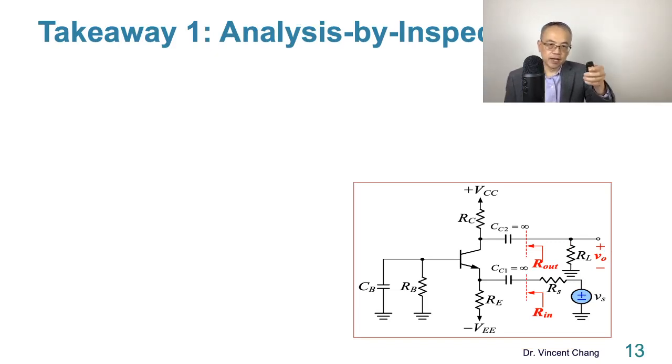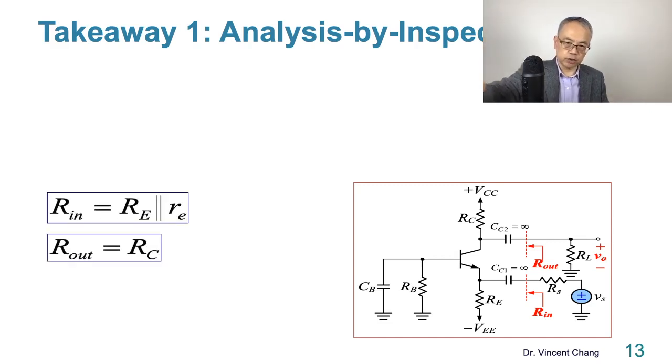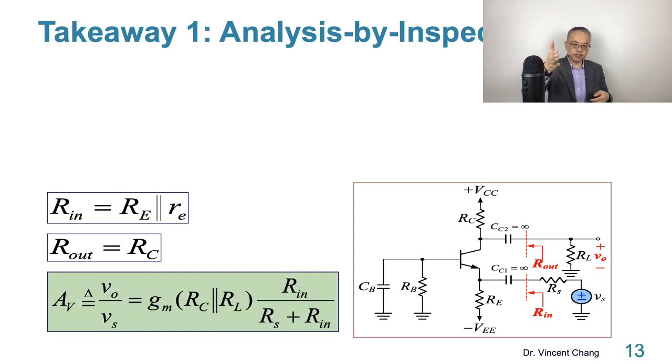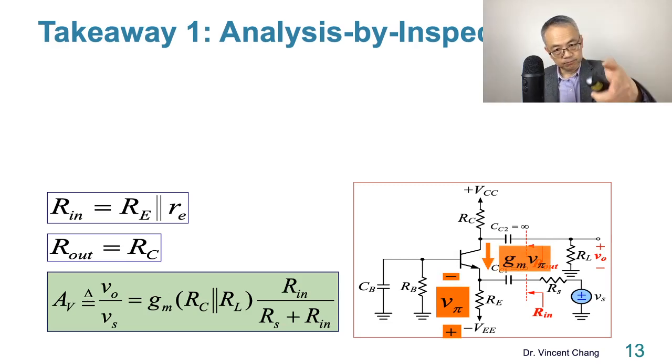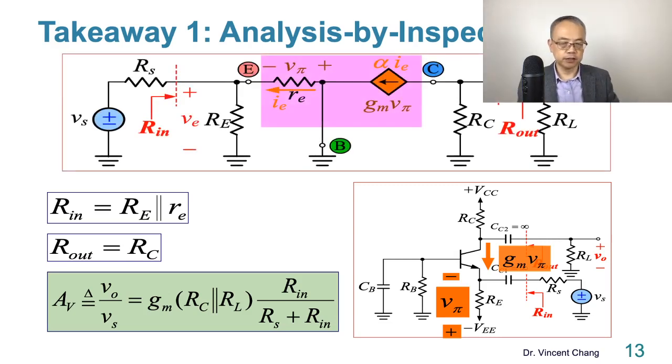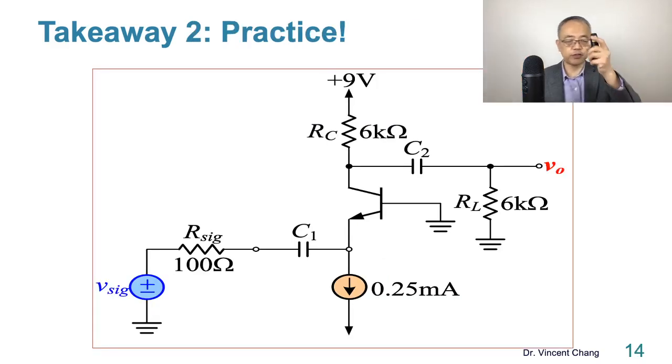So let me start with this, the analysis by inspection, right? The input resistance, output resistance, and voltage gain. And then negative V pi, the gm V pi. So VO over V pi is negative gm, RC parallel RL, and then the dividing ratio. If you have any question, go back and check with the small signal equivalent circuit, and the answer will be very clear. This is the first takeaway.